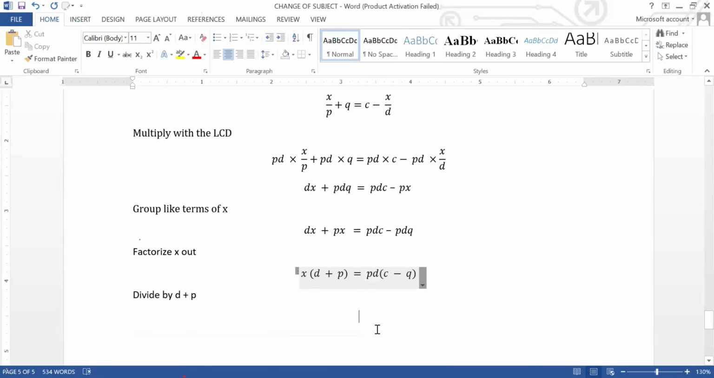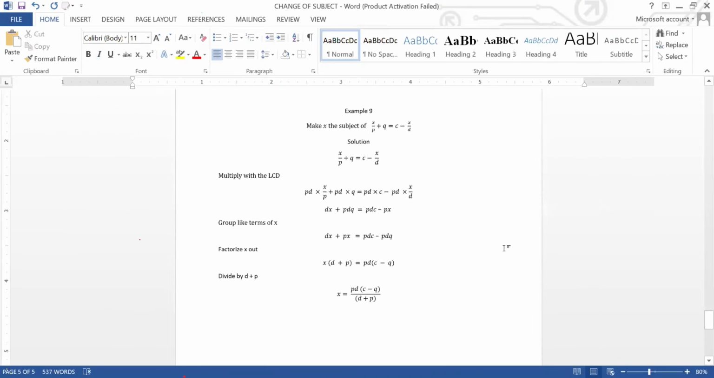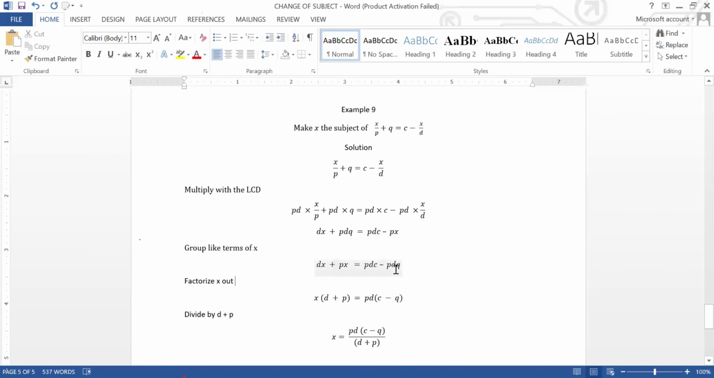So the final answer becomes x is equal to, they will pick a fraction, right? Then we write the pd, bracket open and close, c minus q all over d plus p, and that becomes our answer. We are done. That's it.